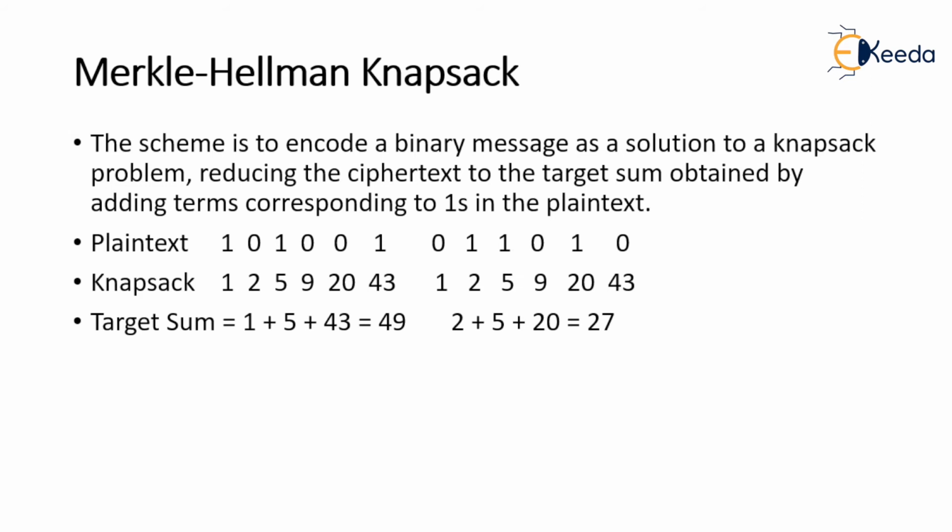So if we consider here, plain text 1 corresponds to Knapsack 1, plain text 1 corresponds to 5, plain text 1 corresponds to 43. So the target sum for this first set would be 49. Similarly, the target sum for the second set would be 27, that is 2, 5, and 20. In this way, we have to find the target sum for reducing the ciphertext.